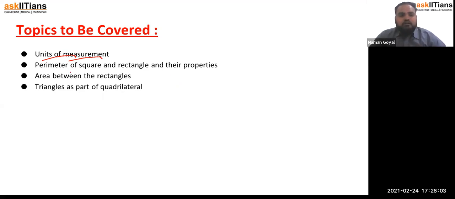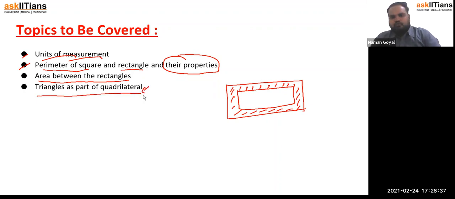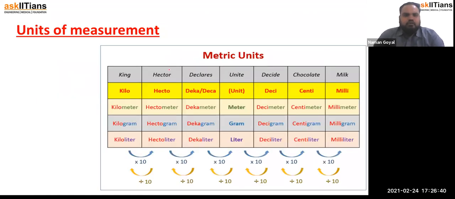After units of measurement, we are going to learn about the perimeter of a square and rectangle and some of their properties. After that, the area between rectangles: if there is a rectangle and another rectangle, the area enclosed between these two rectangles is this. We will learn how to solve these types of questions. Then the triangle, as a part of quadrilaterals. First of all, we start with the topic unit of measurements.